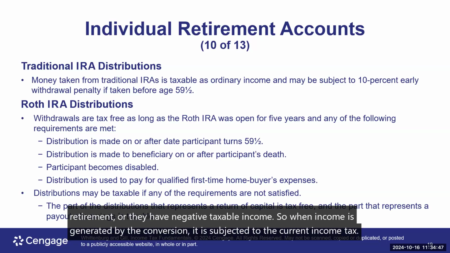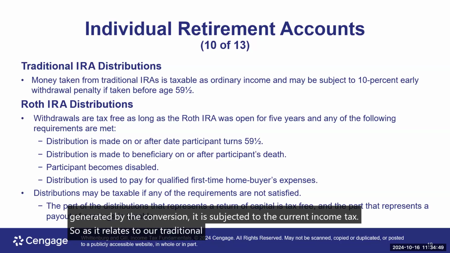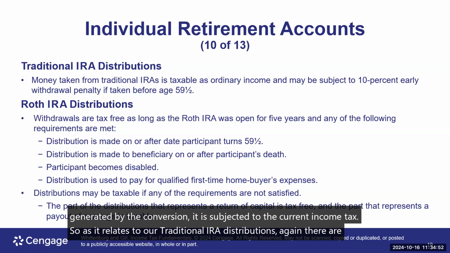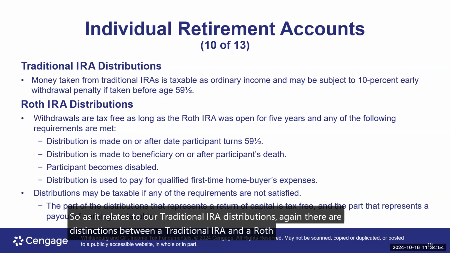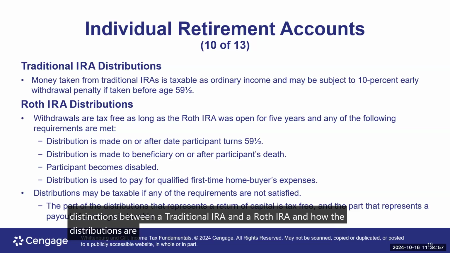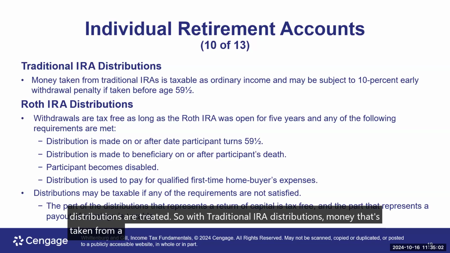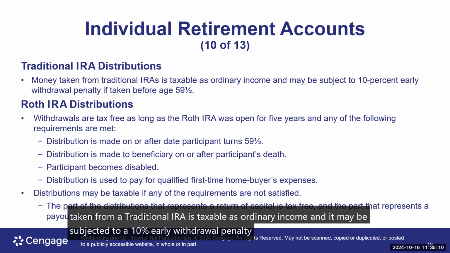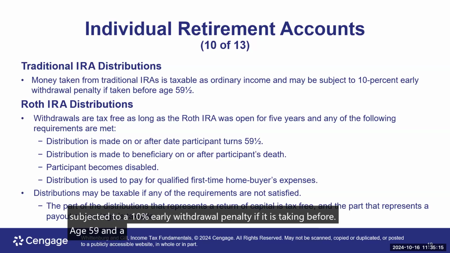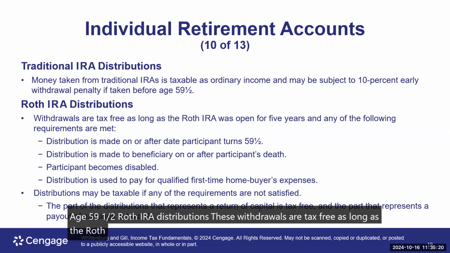As it relates to distributions, again, there are distinctions between a traditional IRA and a Roth IRA and how the distributions are treated. With traditional IRA distributions, money taken from a traditional IRA is taxable as ordinary income, and it may be subject to a 10% early withdrawal penalty if it is taken before age 59 and a half. Roth IRA distributions are tax-free as long as the Roth IRA was open for 5 years and any of the following requirements are met.